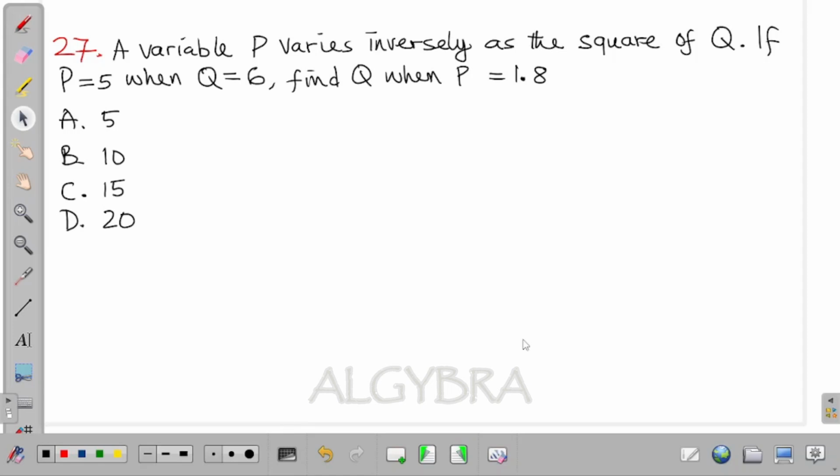So in today's video we are going to go through question 27 of the WAEC 2025 mathematics objective questions. It says a variable P varies inversely as the square of Q. If P is equal to 5 when Q is equal to 6, find Q when P is equal to 1.8. And the options are A is 5, B is 10, C is 15, and D is 20.